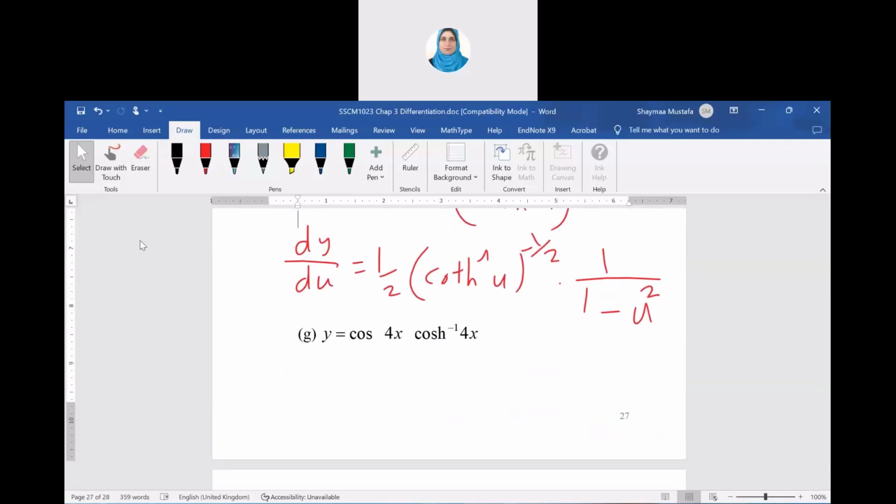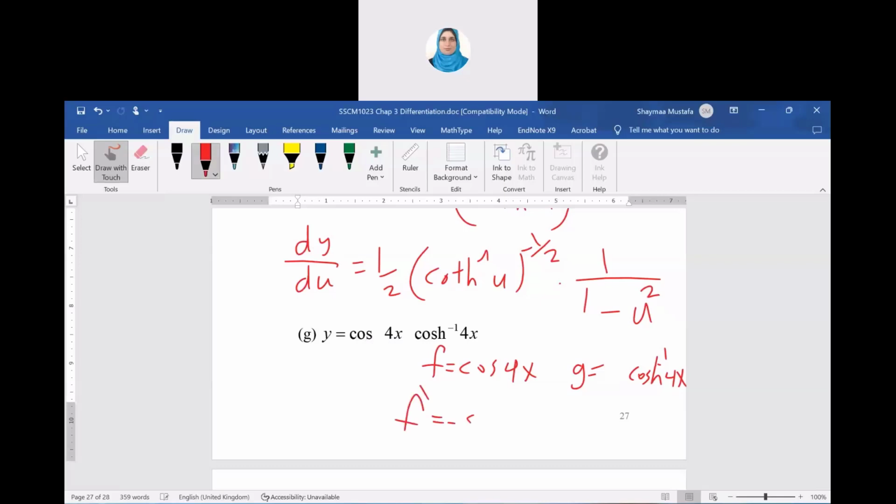This is the last two examples. Now y is cos 4x times cos inverse 4x. Here is a multiplication between two functions. The first function is cos 4x, and the second function is cos inverse 4x.